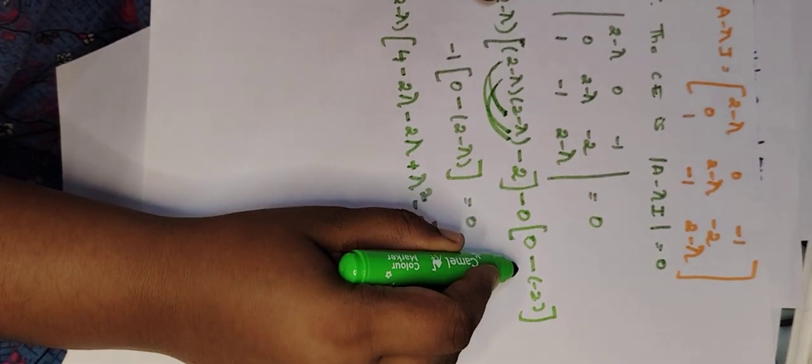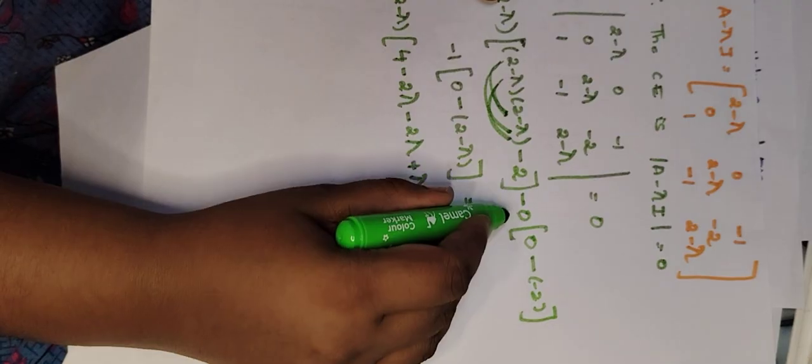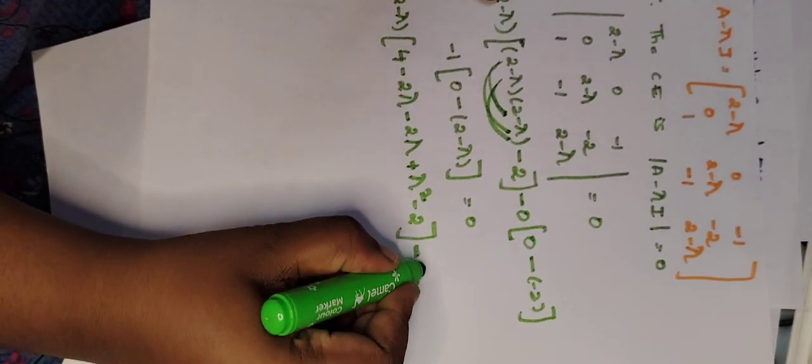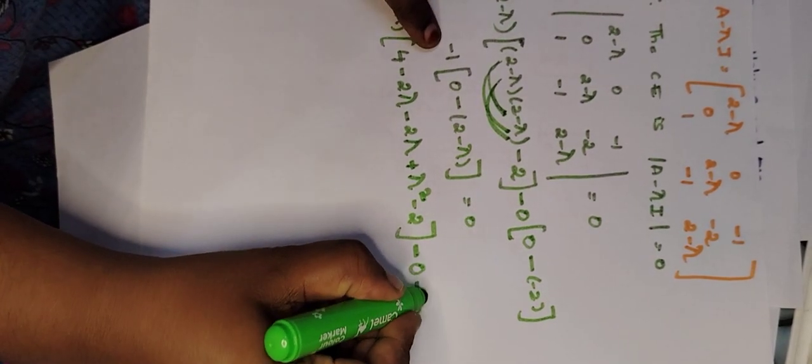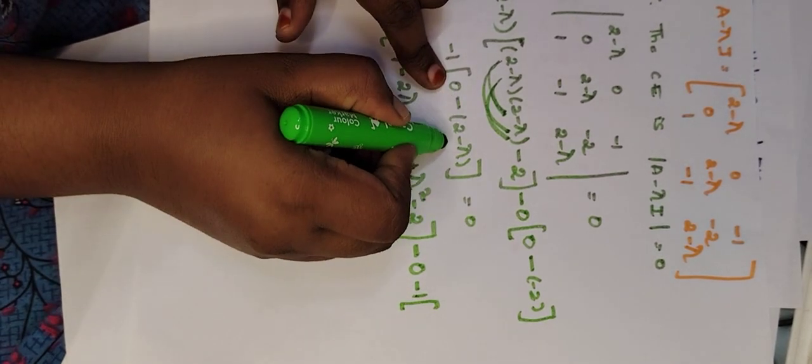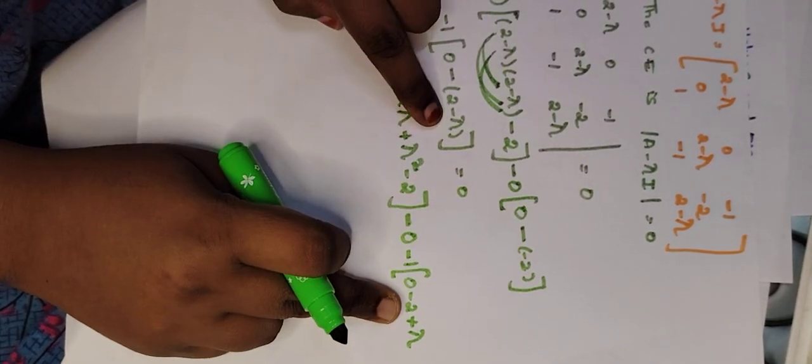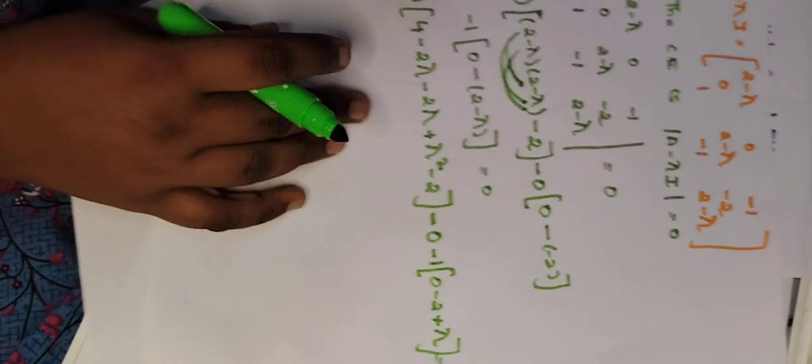Minus 0 into the matrix. 0 into anything is 0, so I'll write it as it is, 0. And then minus 1 into this 0. The 0 value is nothing. I'll take minus inside here. If I take minus inside, it will be written like minus 2 and plus lambda. So if I take minus inside, plus will become minus and minus will become plus. This is plus, so it becomes minus. This is a minus term, so it will become plus. So the value is equal to 0.